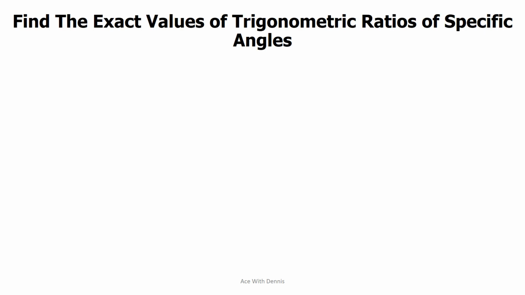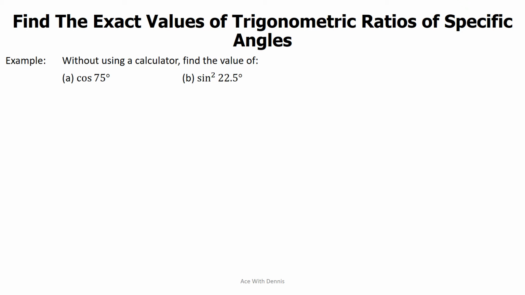Okay, now let's learn how to find the exact values of trigonometric ratios of specific angles. Here is the example. Without the use of a calculator, find the value of (a) cosine 75 degrees, (b) sine square 22.5 degrees, and (c) cosine to the power 4 of 15 degrees minus sine to the power 4 of 15 degrees.